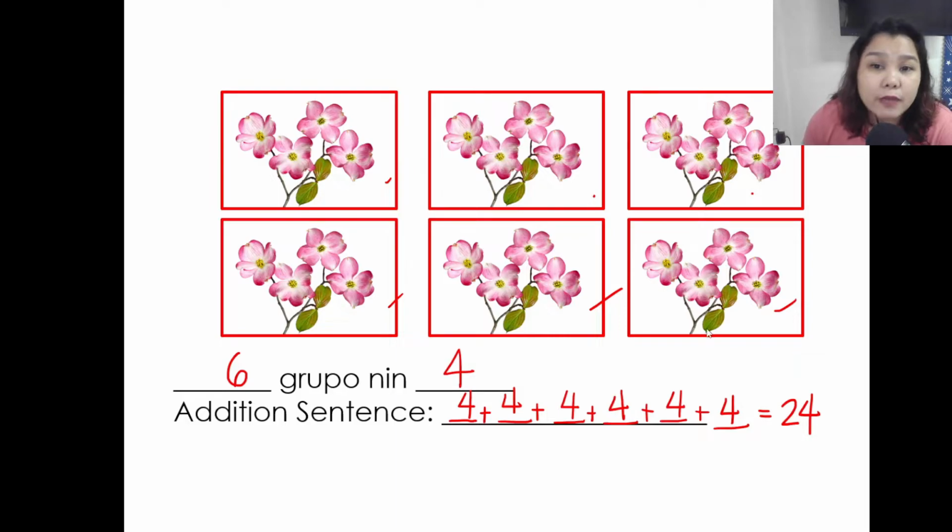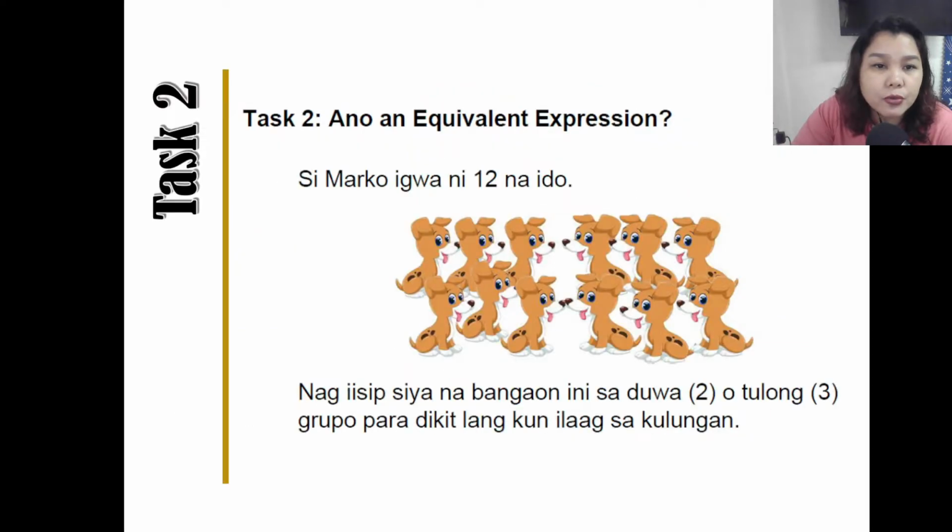That is what you have to do in Gibuhon 1. And if you are ready for Gibuhon 2, or task 2, what is the equivalent expression? Now, we are going to move to what our topic is about.